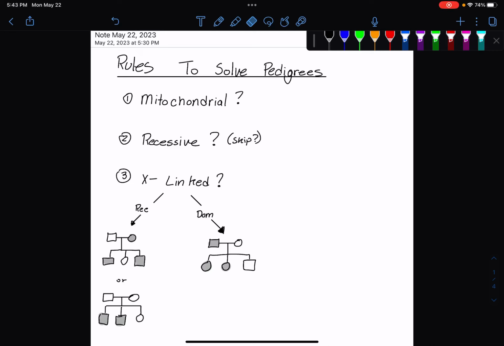Okay, so I'm just gonna go over a couple things explaining some quick ways to solve pedigrees. There's really three essential rules that you can use to solve pedigrees. The first one is asking the question, is it mitochondrial? Because mitochondria have an inheritance where when the mother's affected, she will have all of her offspring also be affected. So if you find that pattern, it's mitochondrial.